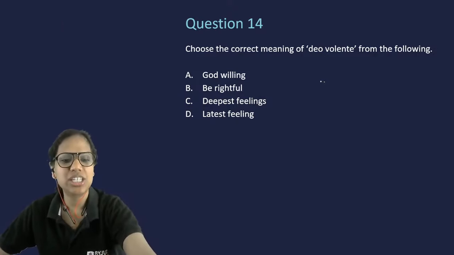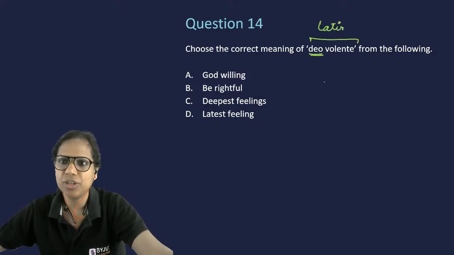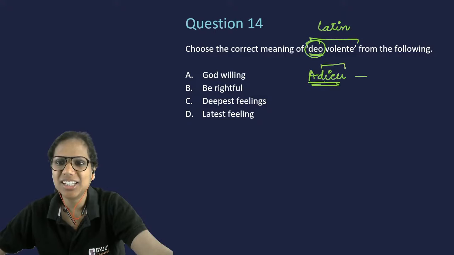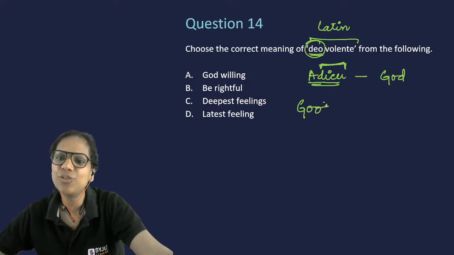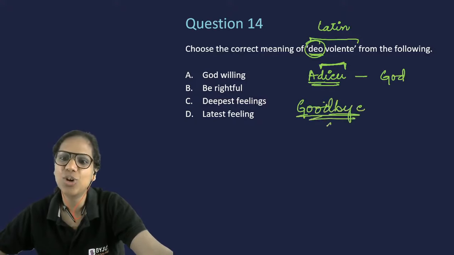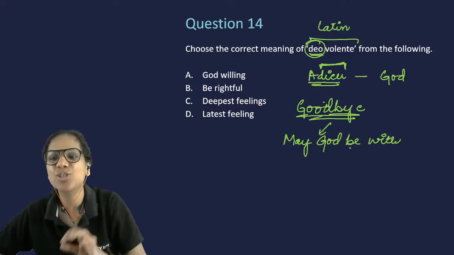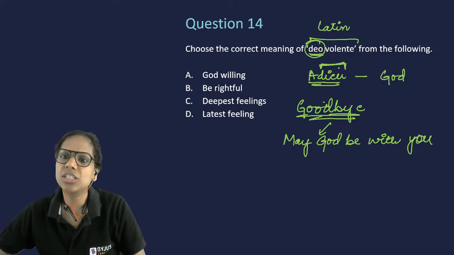So there's something very interesting here. See this. This is a Latin term. Okay, Deo volente. Now, look at this Deo. In the word adieu, or to bid adieu to your friends, to say goodbye to them, this Dieu is actually God. Because goodbye itself is a contraction of may God be with you. So earlier people used to call you as ye. So may God be with ye was contracted to goodbye. So this Dieu means God.